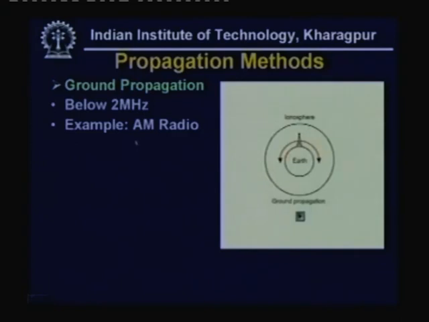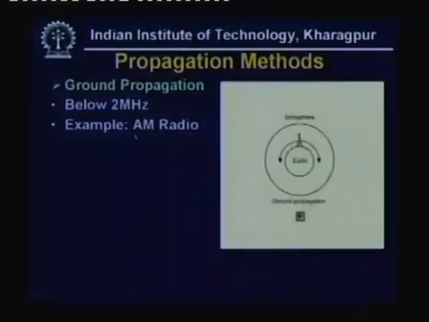One typical example is AM radio, which we listen to, Calcutta A, Calcutta B, and so on. That AM radio is the example of this ground propagated signal. Now this is the first mode of communication.